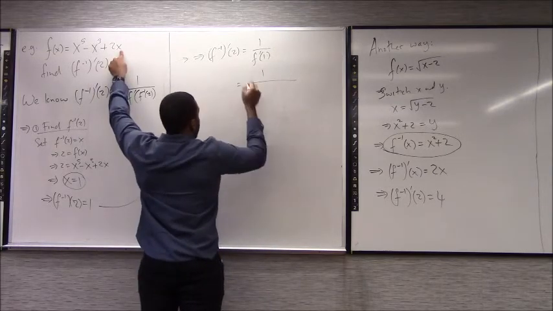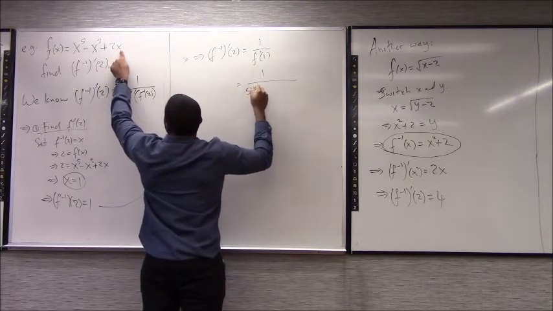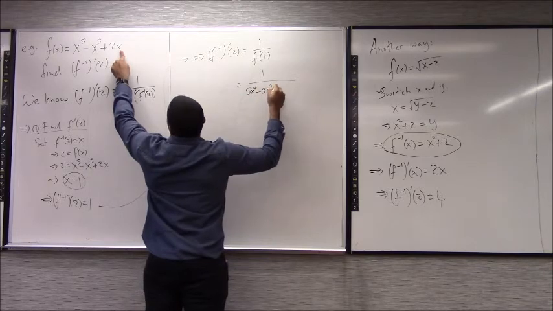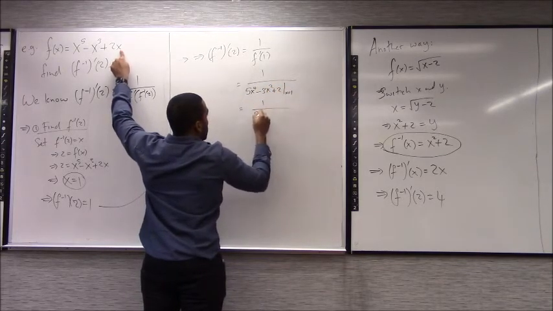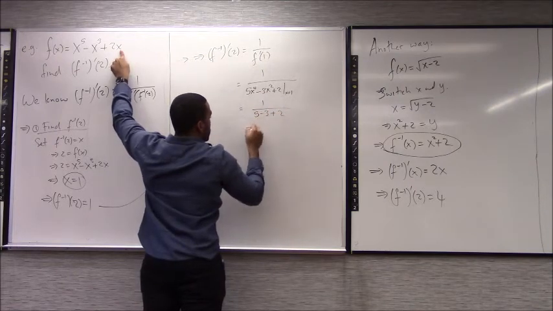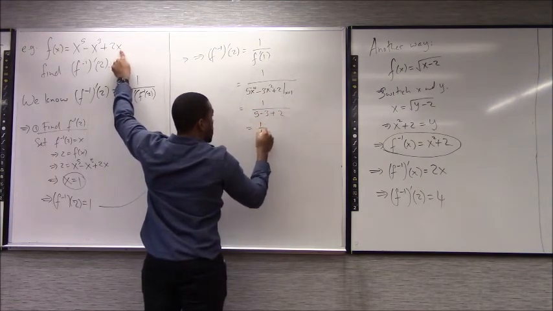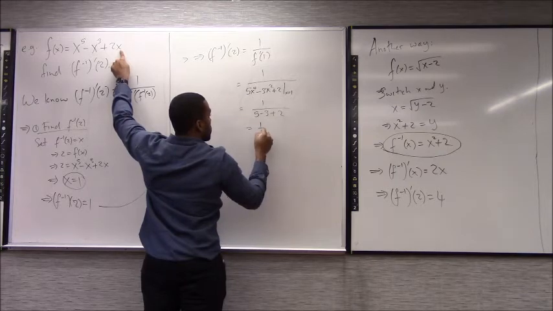F prime, you differentiate that, that's 5x to the 4th minus 3x squared plus 2. You plug in x equals 1. 5 minus 3 plus 2. That's a quarter.